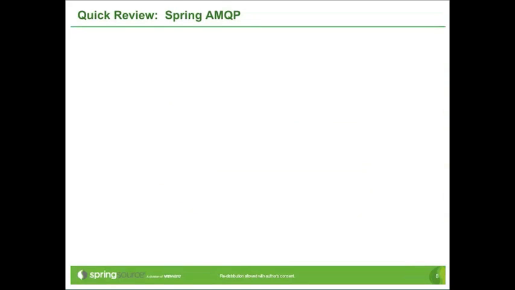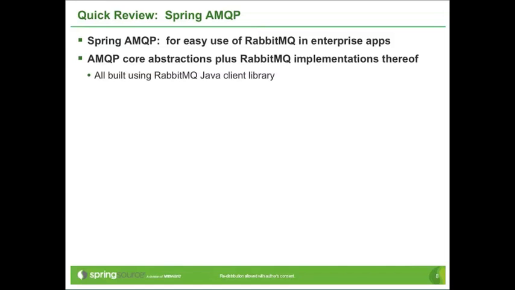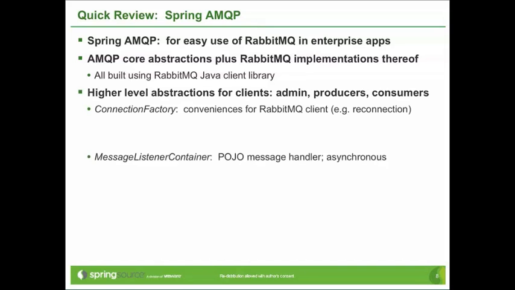Finally, we'll stop and briefly survey Spring AMQP, since in a SpringSource webinar, it's likely that many of our developers are users of the Spring framework and surrounding tools. So with Spring AMQP, you get easier use of RabbitMQ in your enterprise Spring applications. The AMQP core abstractions are all provided in the Spring AMQP library, and you get specific RabbitMQ implementations of all of them. And those basically wrap the RabbitMQ Java client library in a more Spring idiomatic way.